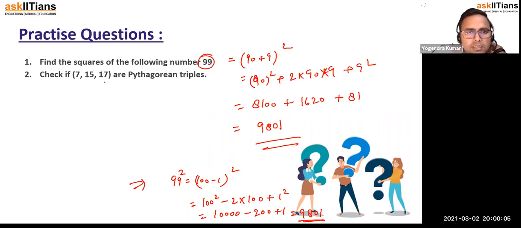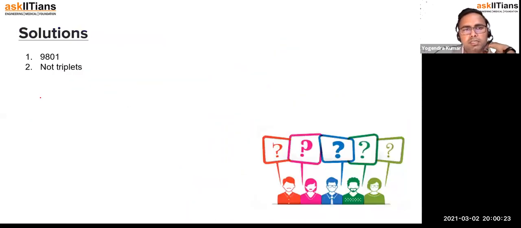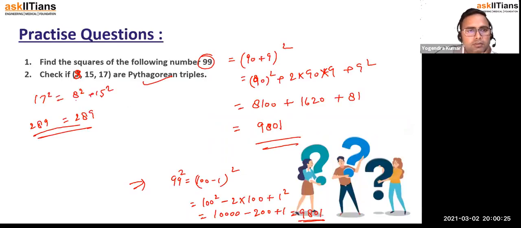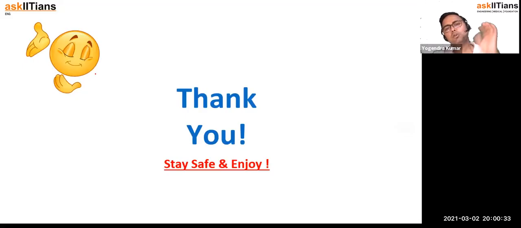Check whether these are Pythagorean triplets. We have already checked. You can change the question here. Yes, they are a Pythagorean triplet. 17 square is 8 square plus 15 square, which is 289, 64 and 225. And this is also 289. So this is a correct Pythagorean triplet. We already did this, so I changed the question. Okay, fine. I hope you have understood.